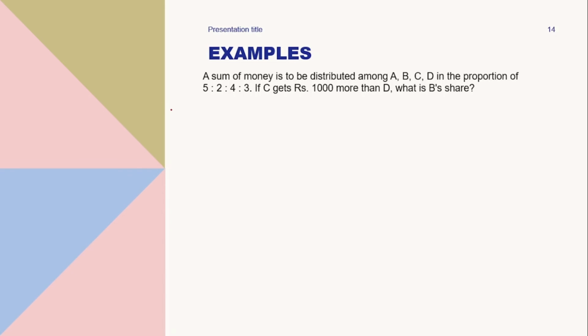So for the solution, you can find a sum of money is to be distributed among A, B, C and D in the proportion of 5 is to 2 is to 4 is to 3. If C gets rupees 1000 more than D, what is B's share? I can assume that the total amount is X.